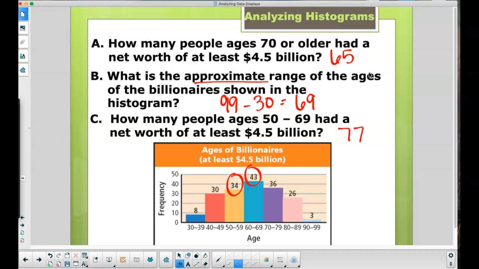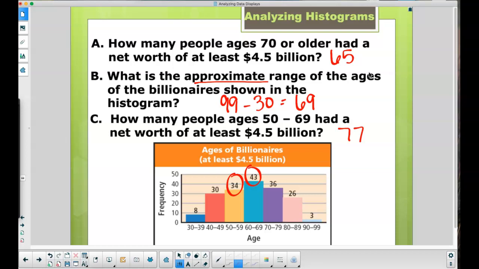Okay. Can you tell me how many people are age 30? Can you give me that information? No. Can you tell me how many people are age 30 to 39? What if I said 30 to 38? No. Okay. Because we don't know. These 8 people might all be 39 years old. We don't know. Okay. Questions there.